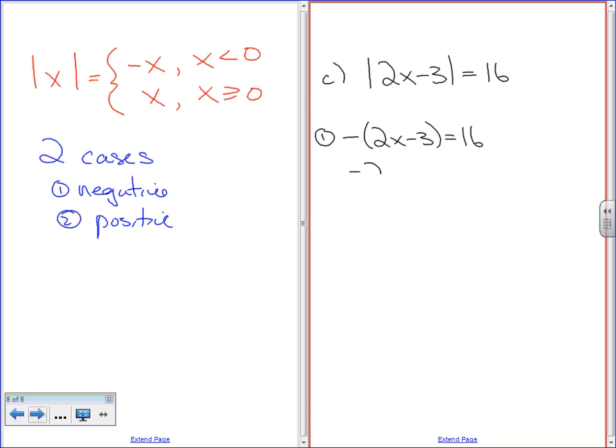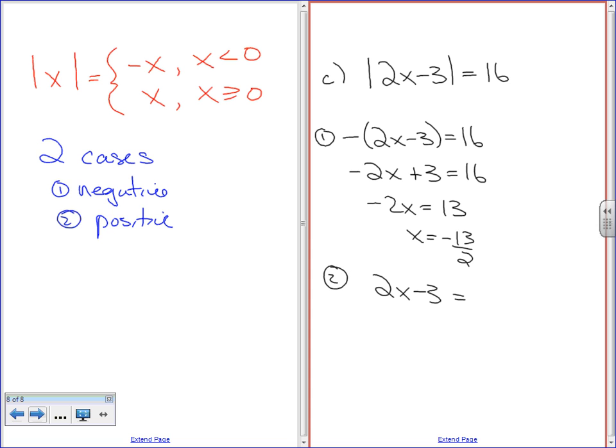So then negative 2x plus 6 plus 3 is equal to 16. Negative 2x is equal to 13. My first answer is negative 13 over 2. So if you put negative 13 over 2 into here, times by 2, subtract out 3, you get 16 as an answer. My second case is the positive case. So I just take the absolute value, what's inside it, and write it down with a positive sign in front of it, but a positive sign doesn't change anything, so I just write down what's in the absolute value, and then I solve this.